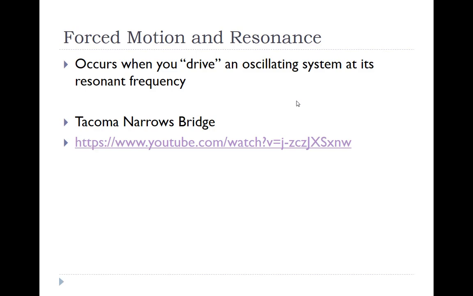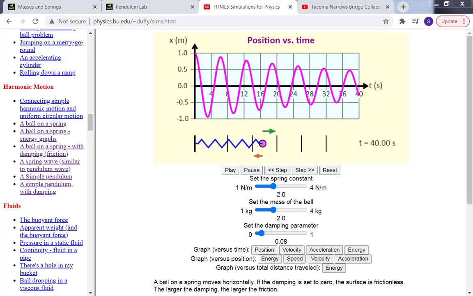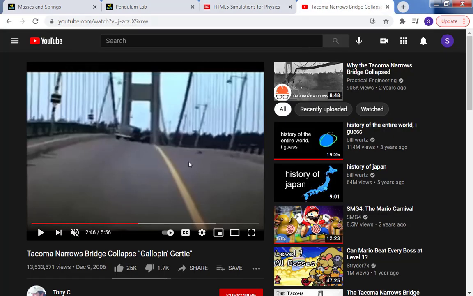Another good example of a driven motion is the Tacoma Narrows Bridge. The Tacoma Narrows Bridge spans a body of water. I don't remember exactly what one it is, in Washington. And the first bridge that they built had some unfortunate design characteristics. Now, I'm not going to show you this entire YouTube video. However, I will show you a little bit so that you can see what we're talking about here.